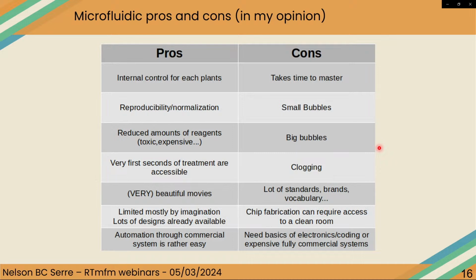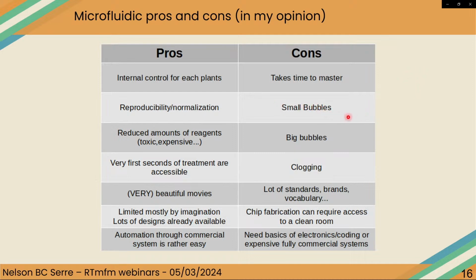You can also include gas channels in there, temperature sensors, all these kind of things. But there's a lot of designs already available for roots, but also for any kind of living organism. And then, yeah, if you want to automate your system, it's rather easy with fully commercial systems. But on the con sides, it can take time to master because it's a lot of new stuff, basically.